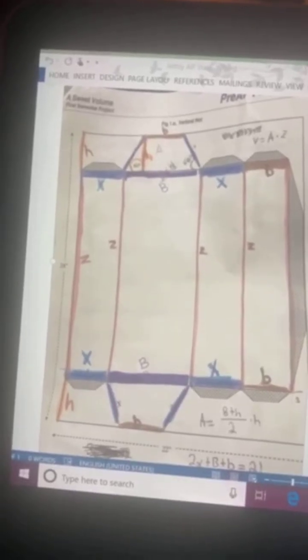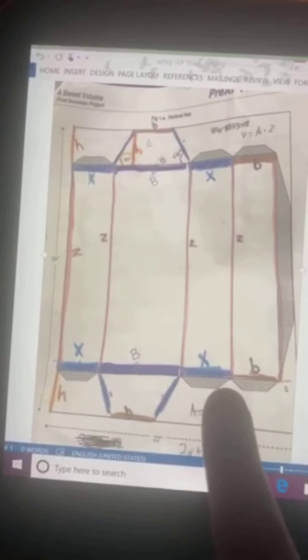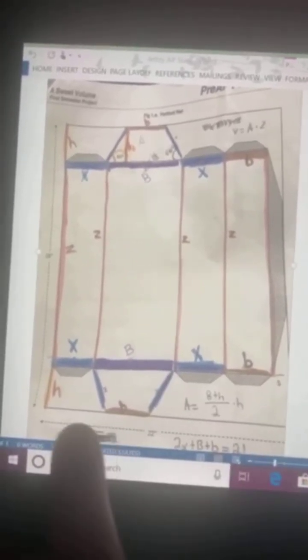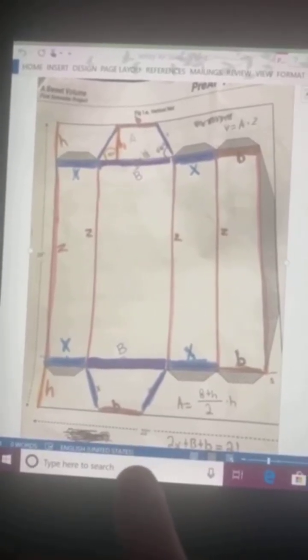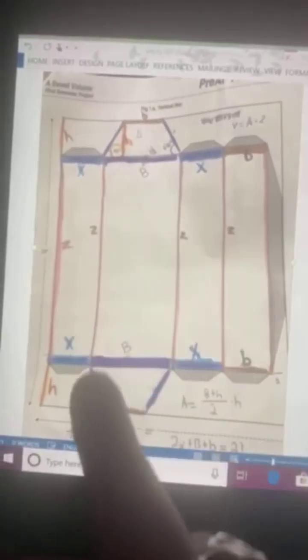By looking at the sketch, we can already get two formulas, which are 2x, which is this one and this one, plus big B plus small b. And it would have to give us 21 because we already subtracted the 1, so it's 21. And then the other formula would be 2h, which is those two, plus c, which is this one, and it would have to give us 28 because that's the total length of the paper.